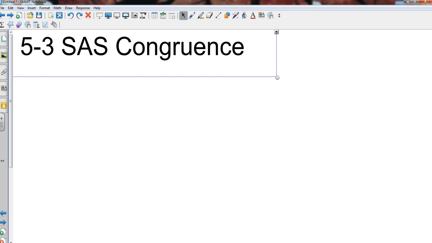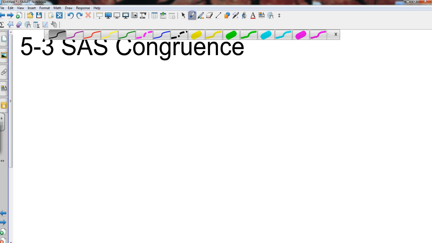But one of the most important words in this section is going to be the word included. So we're going to be looking at things that are included between other things. For example, in side angle side, the angle is smushed in between the two sides, which means it's included. And I'll show you what that means here in just a second.